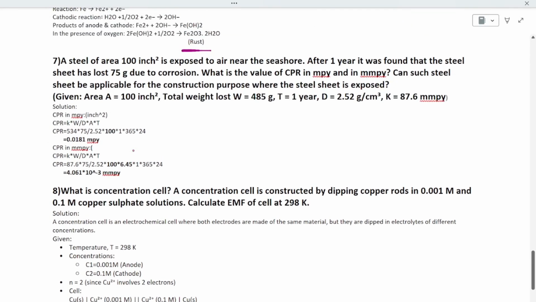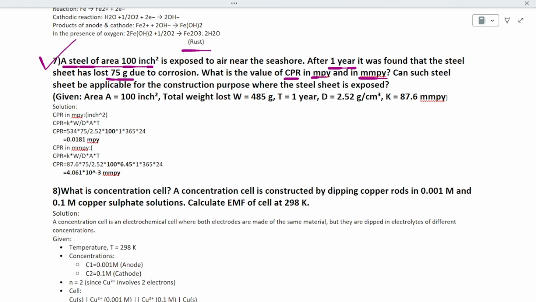If we come to the numericals of this module, the numericals are very important, and they have been asked repeatedly in all the question papers which I have seen. In this small question, a steel area of 100 inch square is given, and the time period they have mentioned is 1 year, and 75 gram of weight loss. They have said steel has lost 75 gram due to corrosion, so we consider this as weight loss, and we have to calculate the corrosion penetration rate in mpy as well as mmpy.